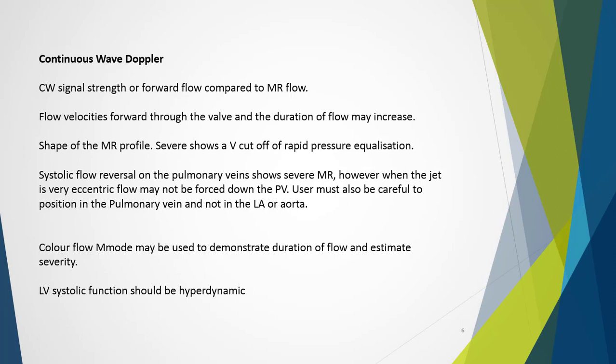Systolic flow reversal in the pulmonary veins may show in severe mitral regurgitation. The atria fill in systole, so typically there's forward flow in this period. It is important to note, however, that when the jet is eccentric, it may not be forced down the pulmonary vein and therefore not really identified. The user must also be careful to position the sample volume in the pulmonary vein. It doesn't matter if it's the left upper or the right upper, and not in the left atrium itself or in the aorta, which can actually move through very close behind the left atrium.